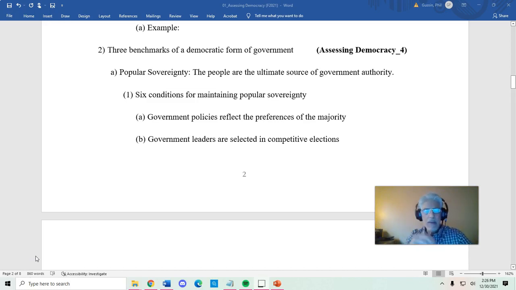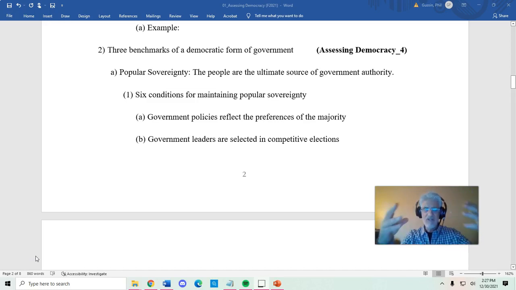So first, what do I mean by popular sovereignty? The idea behind popular sovereignty is that the people in a democracy are the ultimate source of government authority. That the government, as we'll talk about later on, and we talk about our Constitution in the next video, the idea behind the Declaration of Independence and our founding documents is that government was created to protect the rights of the people, what are referred to as the inalienable rights of people, rights given to us by God. But ultimately, we are the authority.